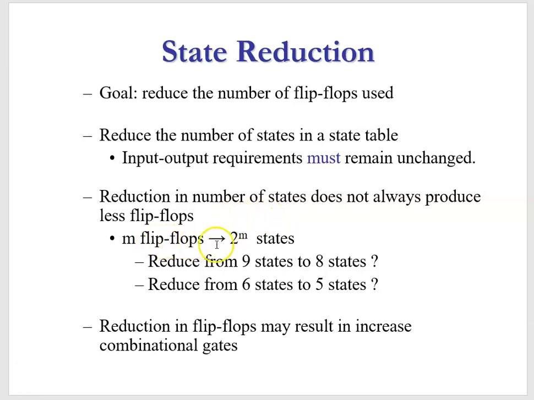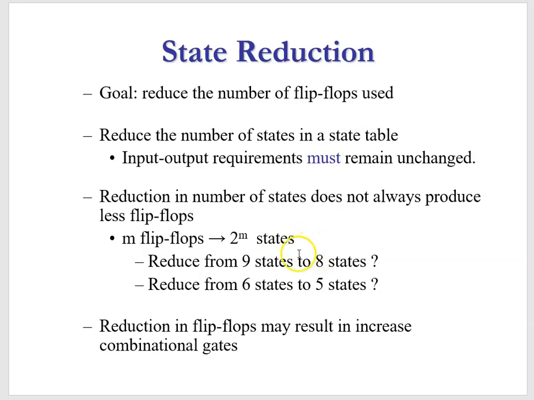If we have m flip-flops, then we have 2^m states. 1 flip-flop, we can have 2 states. 2 flip-flops, we can have 4 states. 3 flip-flops, 8 states. 4 flip-flops, 16 states. So if we could reduce a state machine from 9 states to 8 states, then we reduce from 4 flip-flops to 3 flip-flops.